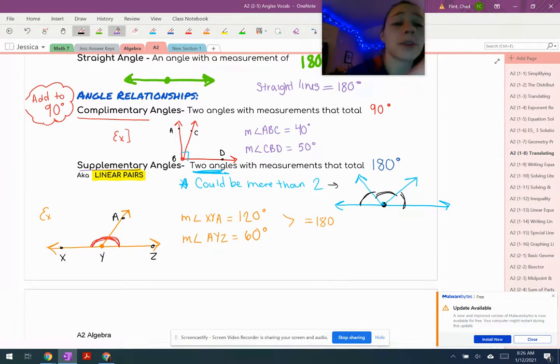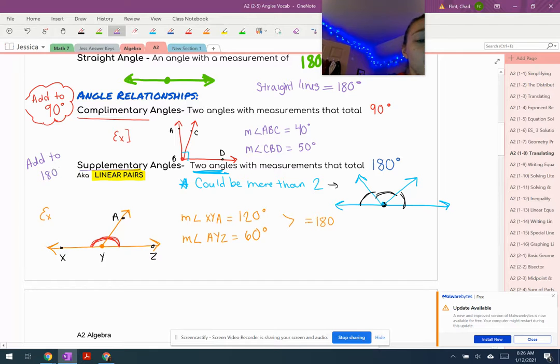So 2 main important things you're taking away from this. Complementary means add to 90. Supplementary means add to 180. Those are the 2 main things that you want to be thinking about.